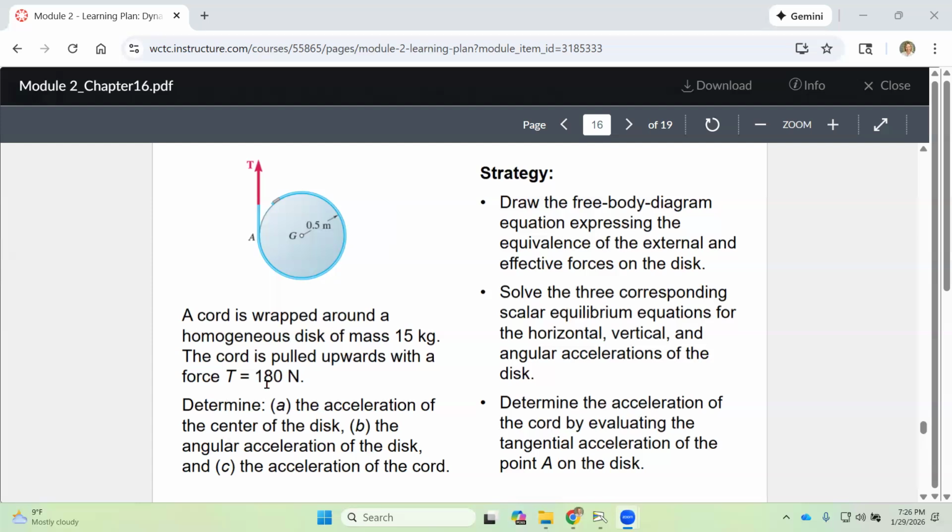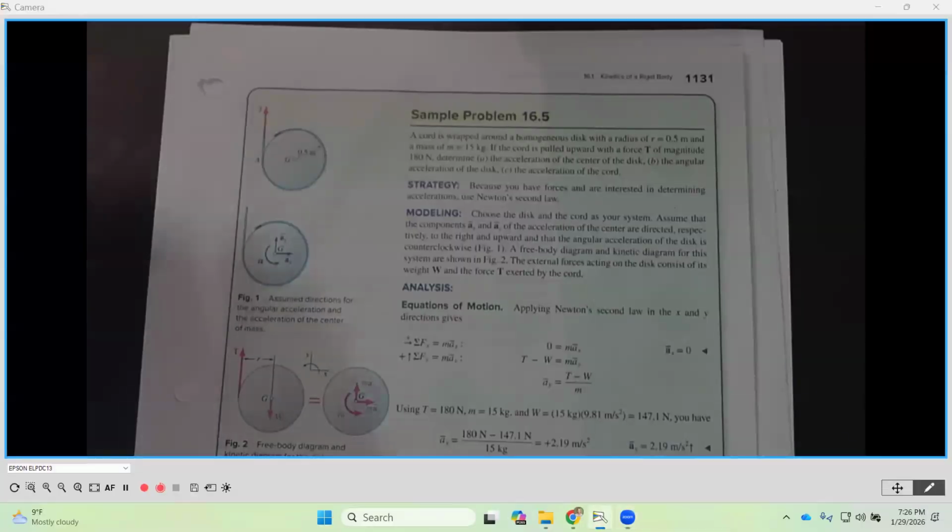Then the cord is pulled upward with a force of 180 newtons. They want us to determine the acceleration of the center of the disc, so that's going to be around G. They also want us to determine the angular acceleration of the disc and the acceleration of the cord. So I'm just going to jump right in, and we're going to start like we normally do, identifying what we're given as well as what we have to find, and then we're going to draw our diagram.